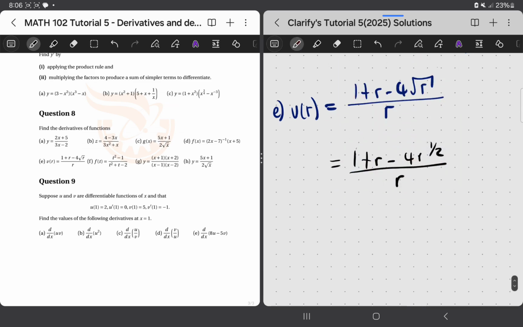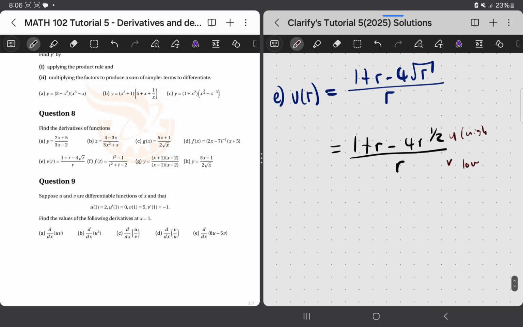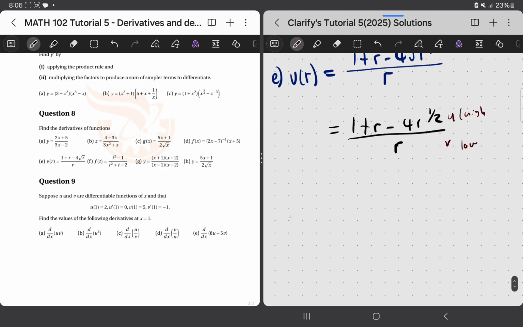So now that we have it like this, we can now differentiate. We have this as our U, we have this as our V, this is our high, and this is our low. So remember that V of R is equal to this, so we can say let U be equal to the top, which is 1 plus R minus 4 R to the power of half, and V will be equal to the bottom, which is just an R.